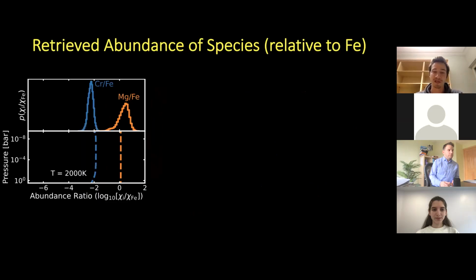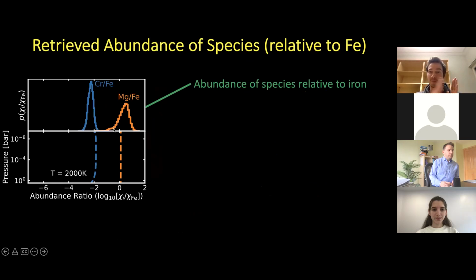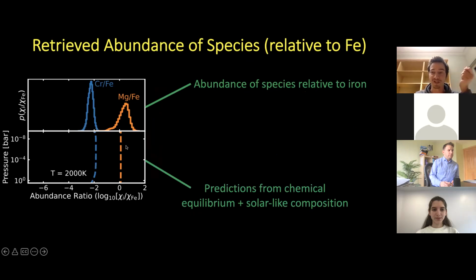So here I'm showing at the top, we have the retrieved abundances. So we tested different models, tested different abundances. And so that's the posteriors we get at the top. We have magnesium over iron here and chromium over iron here. And at the bottom, we have our predictions from chemistry. So we just run a simple planet model at a temperature of 2000 Kelvin, and this is what we would expect. And we find that actually in these cases, what we recover is actually very much in line with what we would expect from our models.